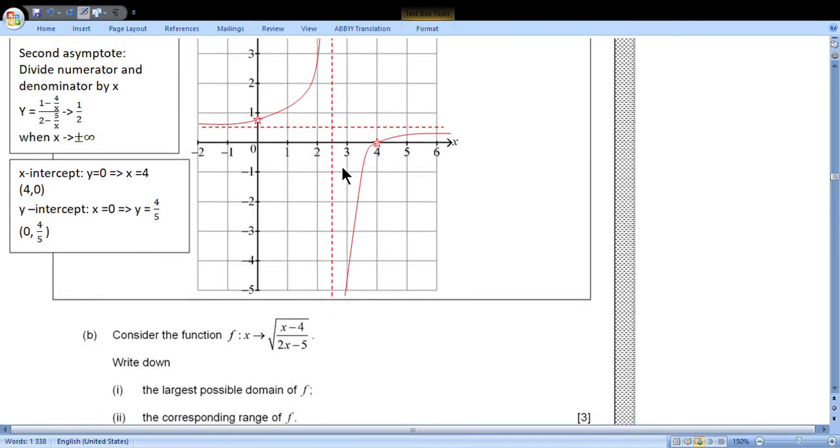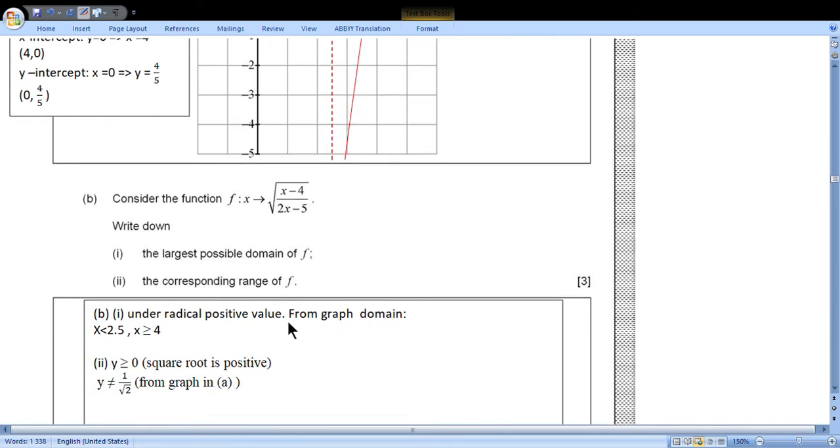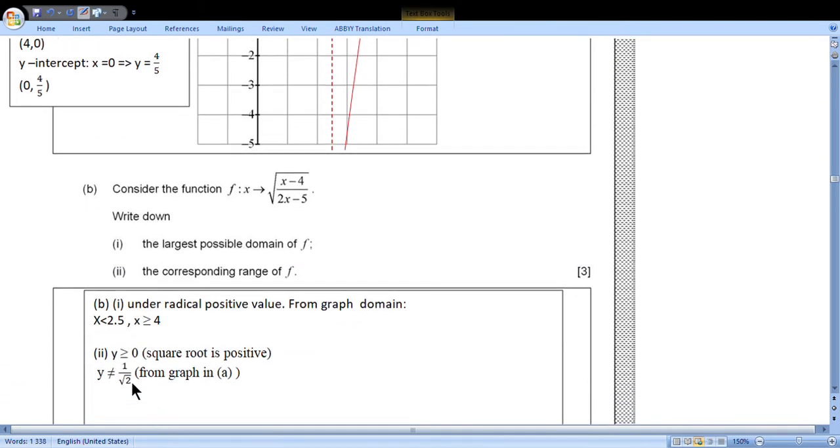so x should be less than 2.5 and x should be more than or equal to 4, because we should not have negative values under the square root of the function. So these values are excluded. This is for the domain, and for the range it is all positive values except 1 over 2, but when it's square rooted it becomes 1 over square root 2.